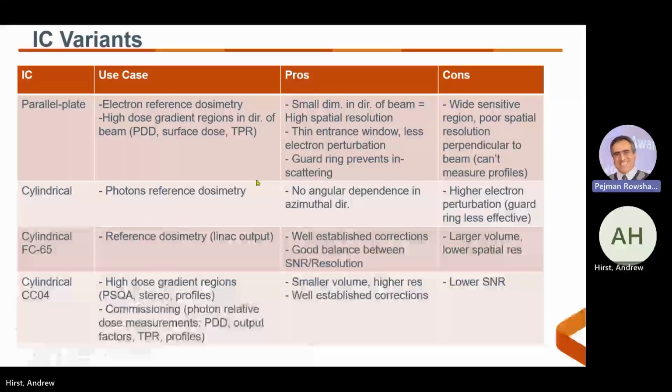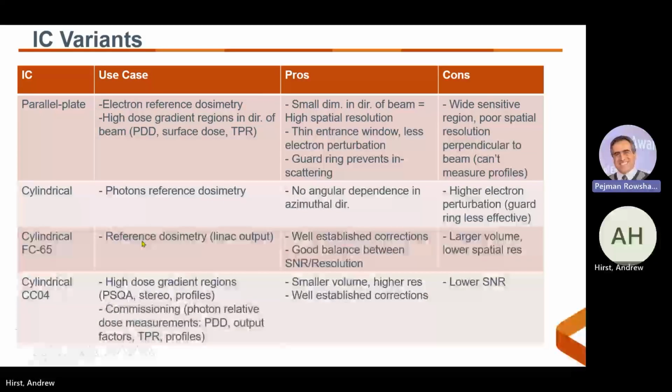Cylindrical chambers are used for photon reference dosimetry. So one pro is that they have no angular dependence in the azimuthal direction. So if you put them perpendicular to the beam, you can rotate it as much as you want. It's not going to make a change to your response. But they have a higher electron perturbation factor compared to parallel plate chambers because of that less effective guard ring.